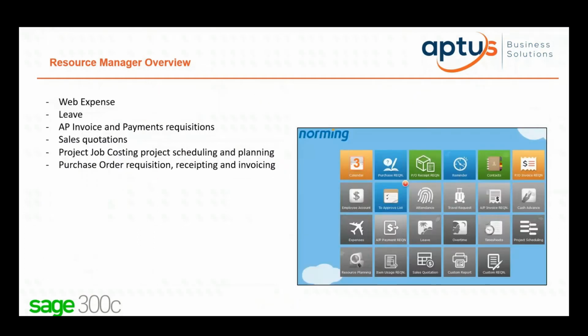Resource Manager is a large product that has the ability to handle expenses, leave, AP invoices and payment requisitions, sales quotations, PJC project scheduling and planning, and as we'll be covering today, the purchase order lifecycle from requisition, receiving to invoicing. Now, all of this functionality is available through both the backend and the web interfaces.